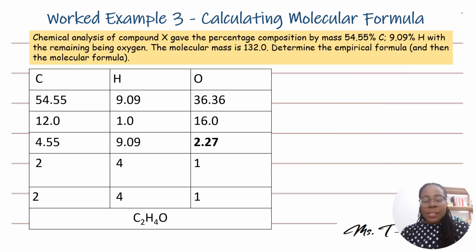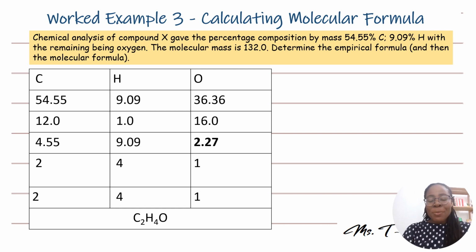Final example, and this time we're going one step further to find the molecular formula. So we'll follow the same steps as before: mass divided by relative atomic mass to give the moles, divide each by the smallest one, which in this case is 2.27, and then we end up with a ratio of 2 to 4 to 1. So our empirical formula is C2H4O. The 1 is silent.